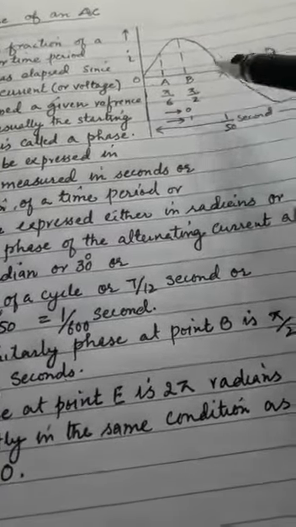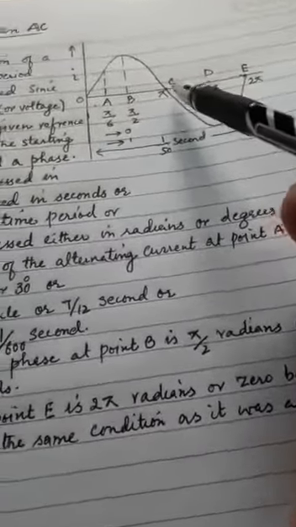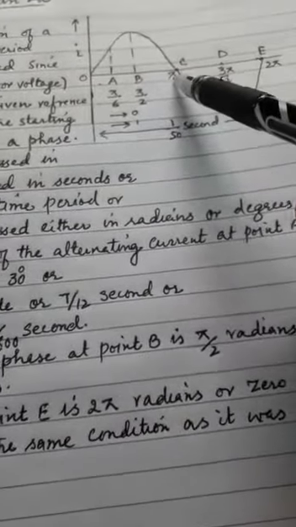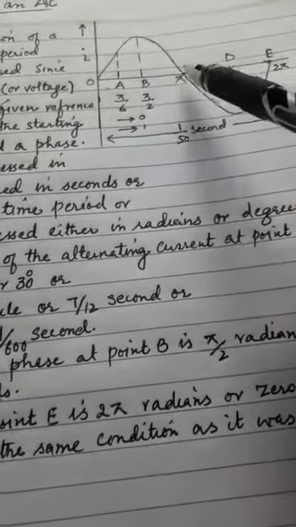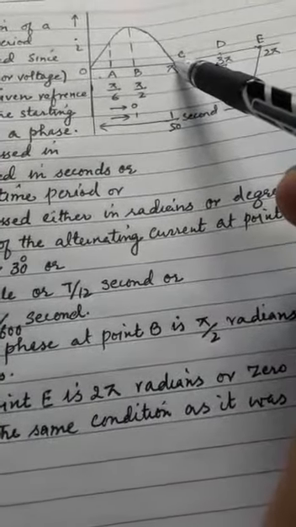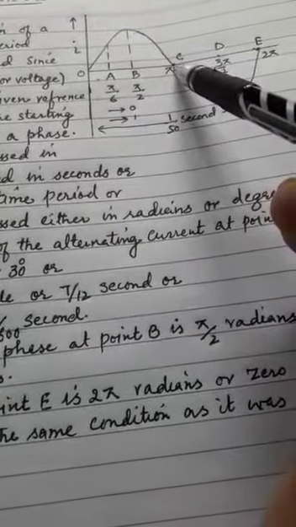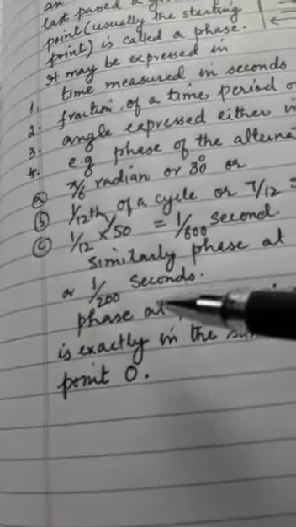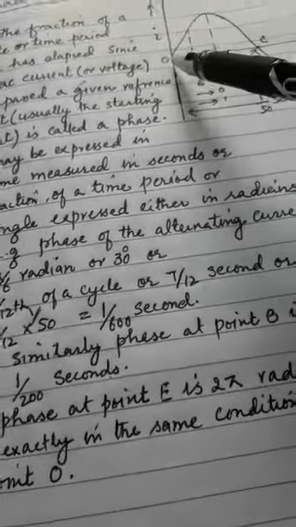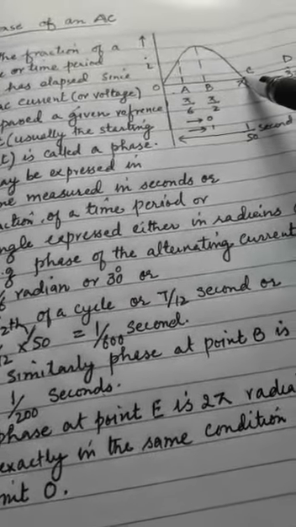Okay, dear students. Similarly, at phase C, it is 180, the angle subtended will be 180 degrees, and it is the half portion of the cycle. So you multiply half with 1 by 50, and that will be 1 by 100 seconds, as I have shown. This is what it takes to complete its half cycle up to here.